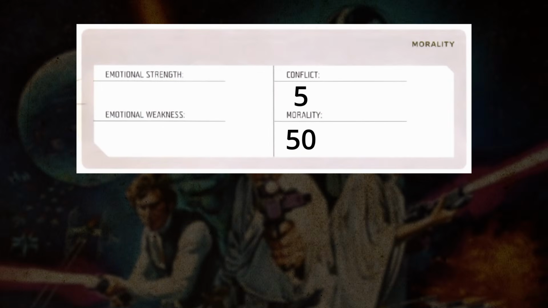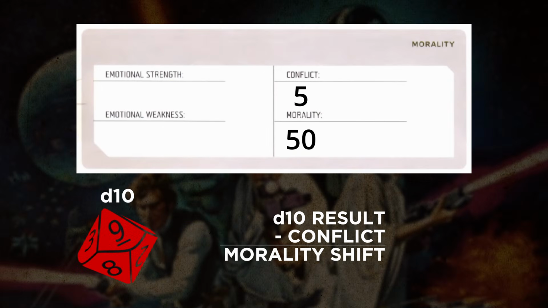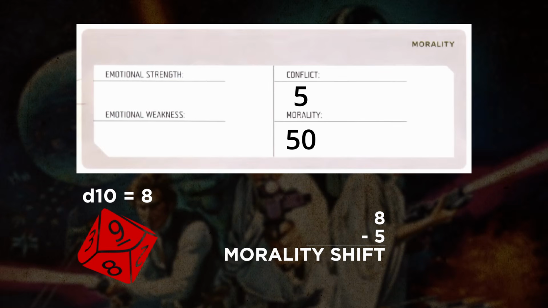At the end of your session, you will roll a D10. You take the D10 result, subtract the conflict, and that is how your morality moves. So let's say you roll an 8 and you have 5 conflict. 8 minus 5 is 3, so you go up by 3. Let's say you rolled a 3 with 5 conflict. 3 minus 5 is -2, so your morality would go down by 2.